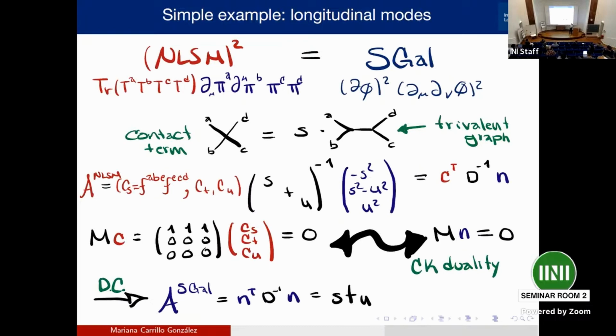Now, at every endpoint, check this. And once you know these amplitudes, you can reconstruct what theory it corresponds to.